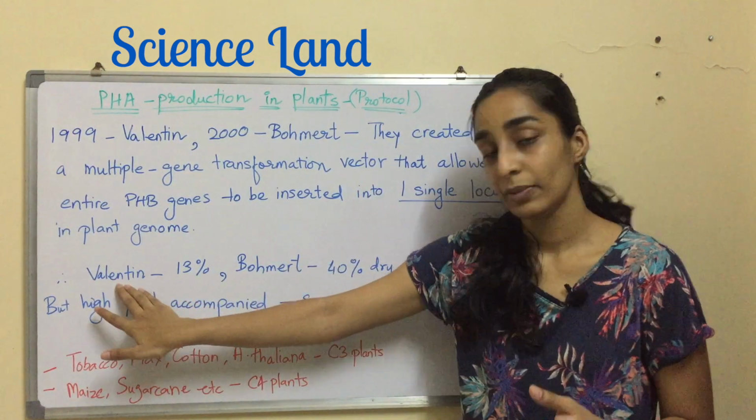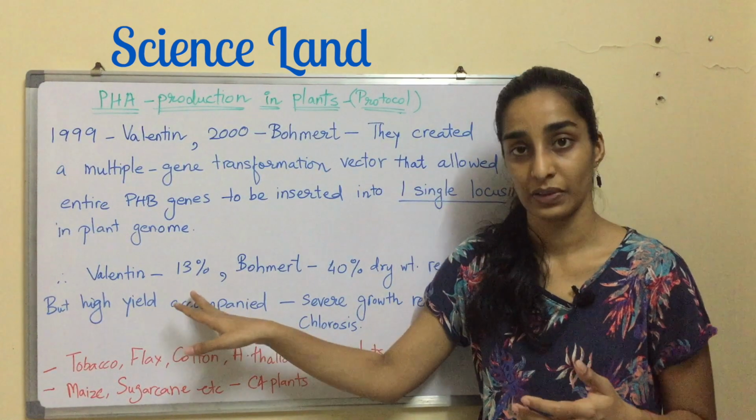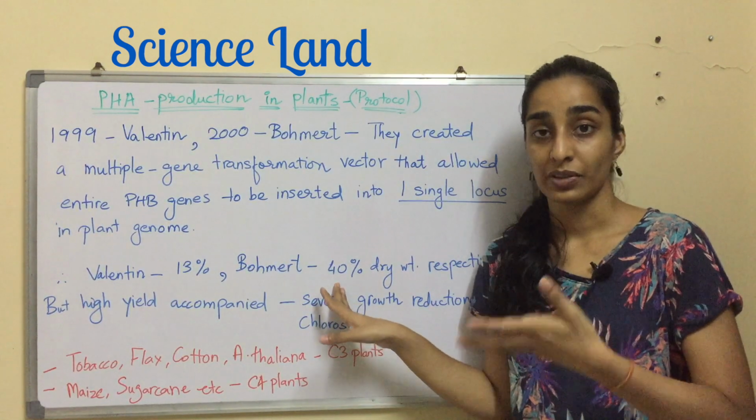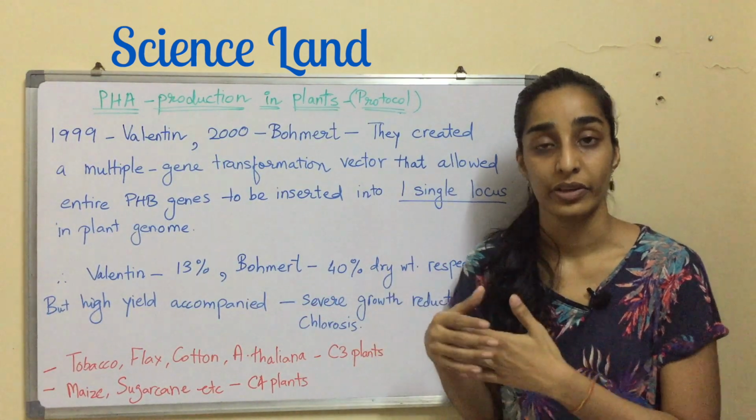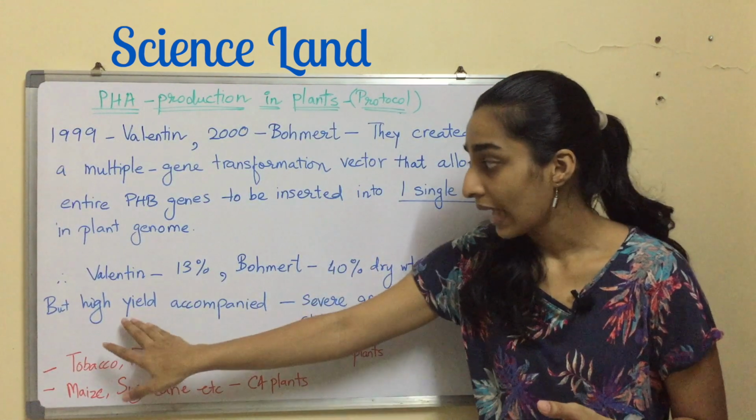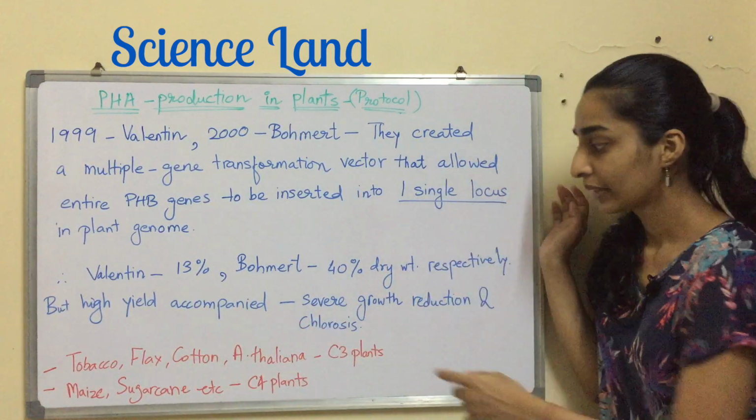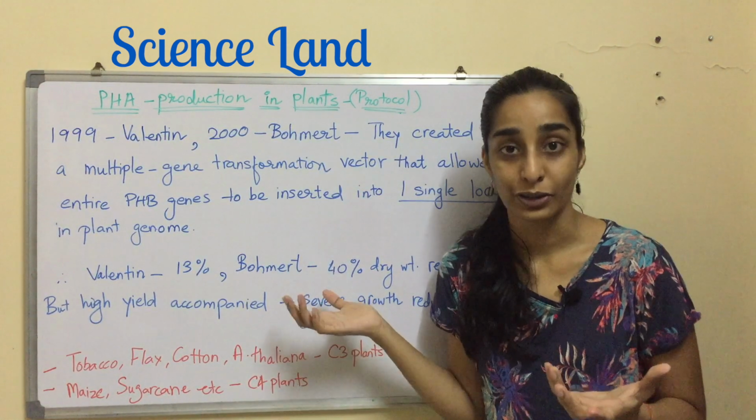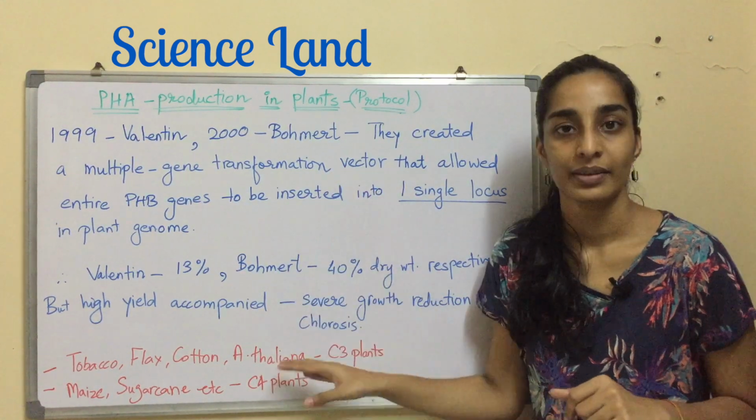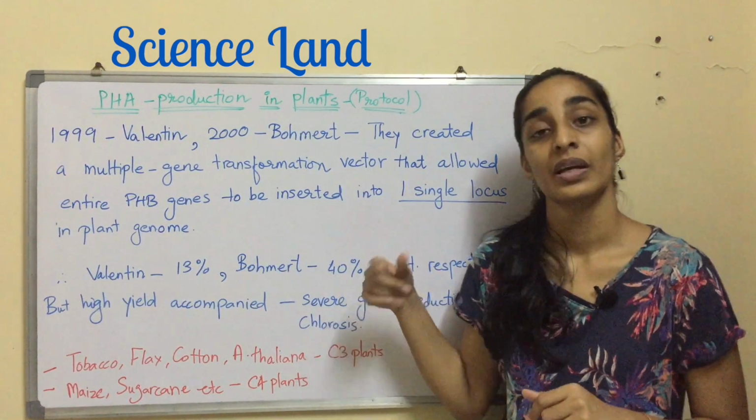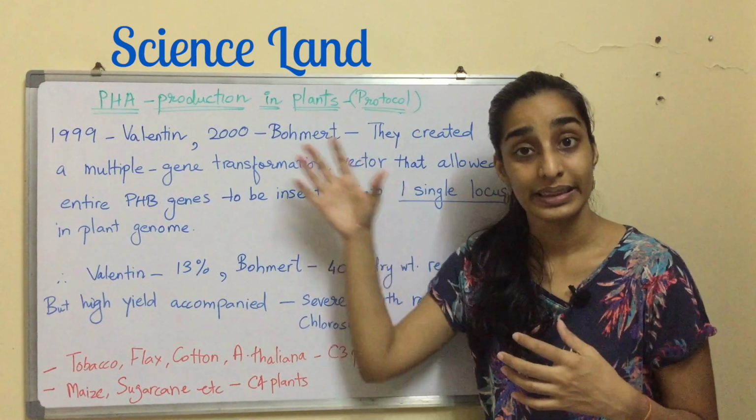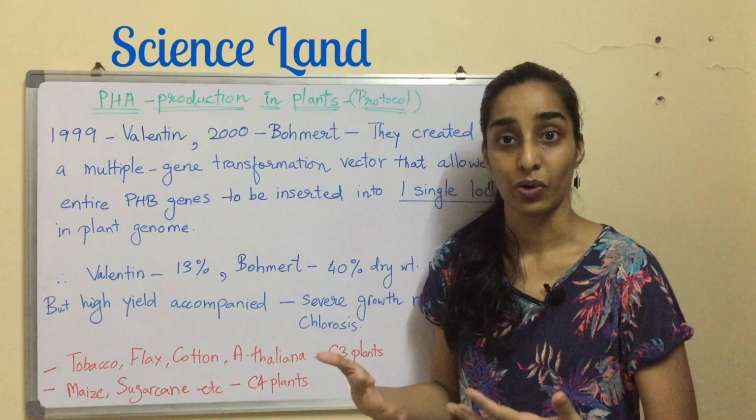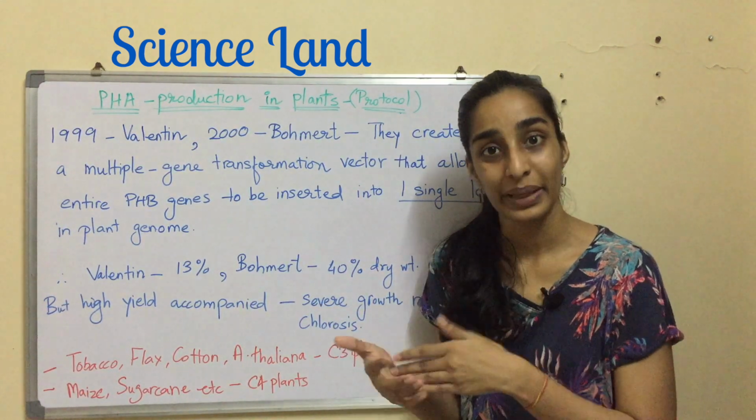In fact, Valentin was able to produce 13% dry weight of PHB and Bohmert produced up to 40% of the dry weight of PHB in the Arabidopsis plant. But this high yield was accompanied by severe growth reduction and chlorosis. So that was unfortunate, but the more the yield, the more severe the growth reduction and chlorosis was. Yet, these people didn't stop here. Now they started coming up with protocols for another PHA, which was PHBV.